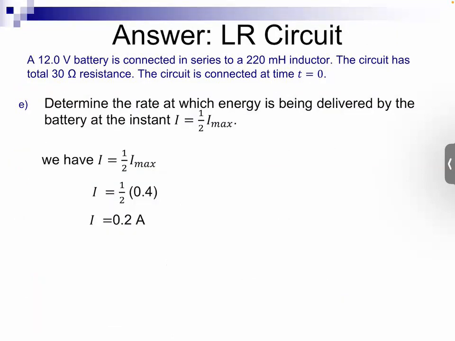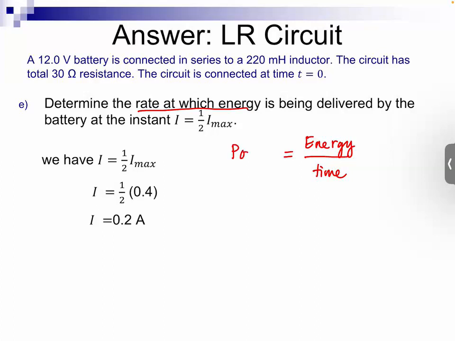Right, and the last question: the rate at which the energy is being delivered by the battery at the instant when the current is 1/2 the maximum current. In other words, when the current is equal to 1/2 times the maximum current we've calculated, or when the current is 0.2 amperes, how quickly is the energy being stored in the inductor? Okay, rate of energy, that means when you say rate, that's energy divided by time, right? What is energy divided by time?